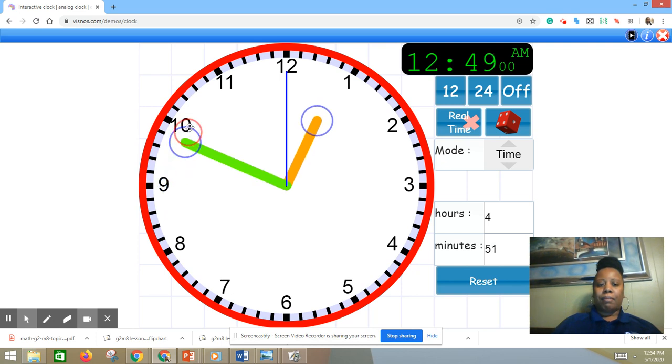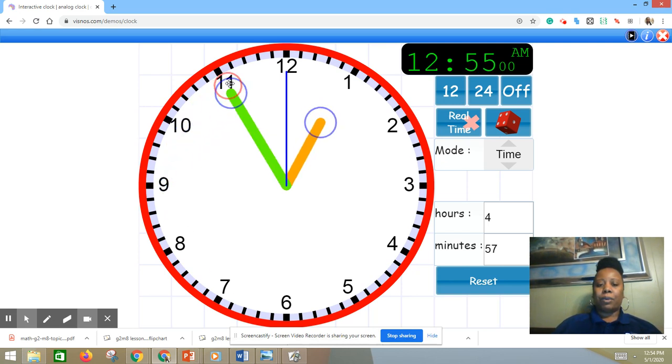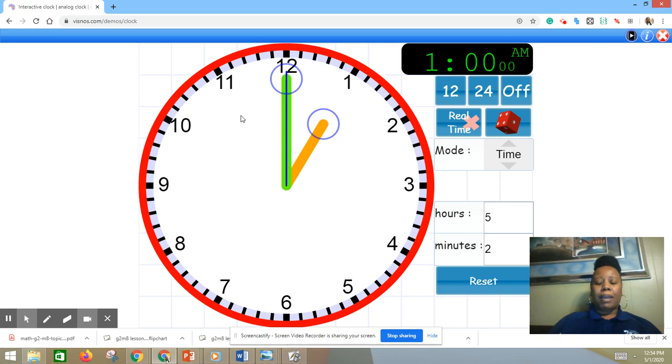Look what happens when my minute hand hits the 12 again. I made a new hour. I made that next hour, which is 1 o'clock. Now, look at these little hash marks in between my numbers. Those are minutes. Each one represents 1 minute.